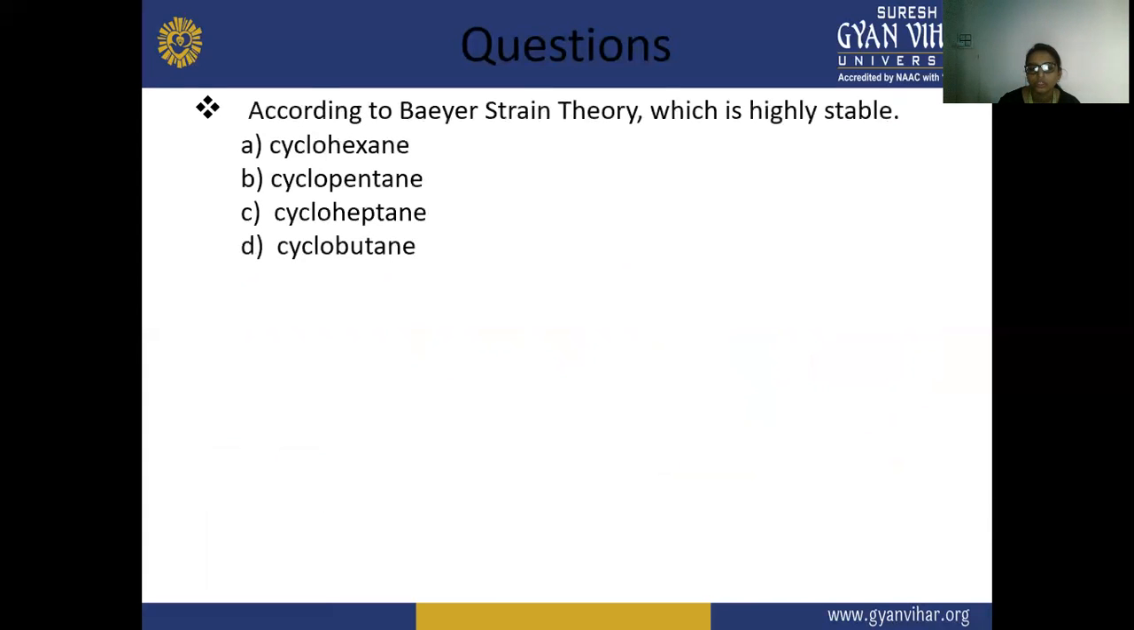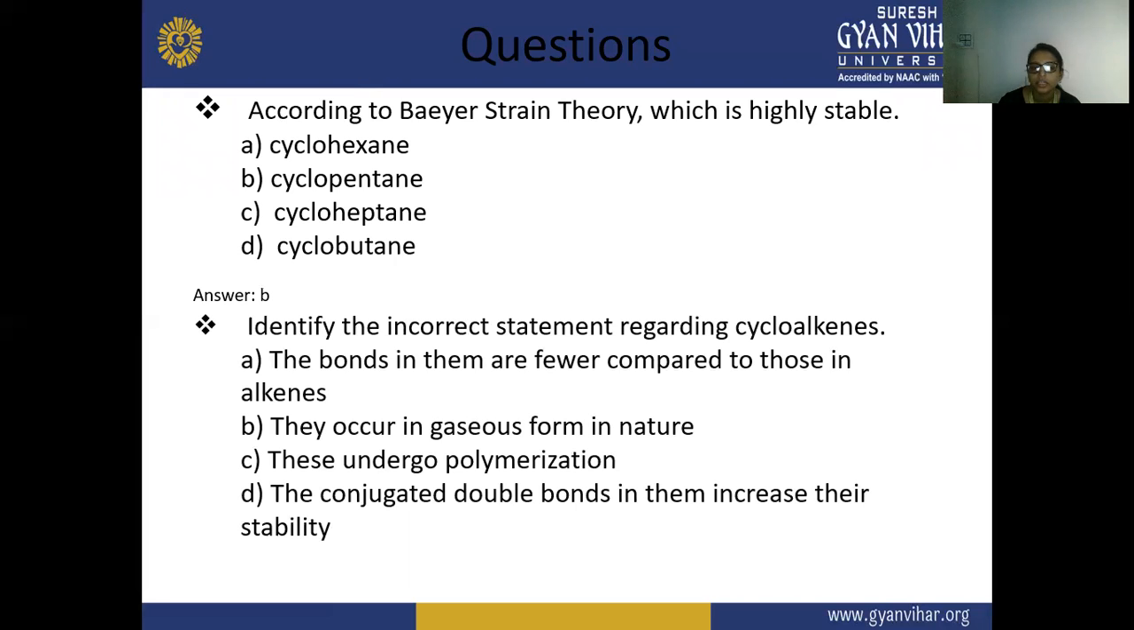Next are question and answer questions. According to the Baeyer strain theory, which is highly stable? That is option B, cyclopentane, which is highly stable. Identify the incorrect statement regarding cycloalkanes. The bonds in them are fewer compared to those in alkenes. They occur in gaseous form in nature. They undergo polymerization. The conjugated double bond in them increases their stability. The incorrect one is that they occur in gaseous form in nature.